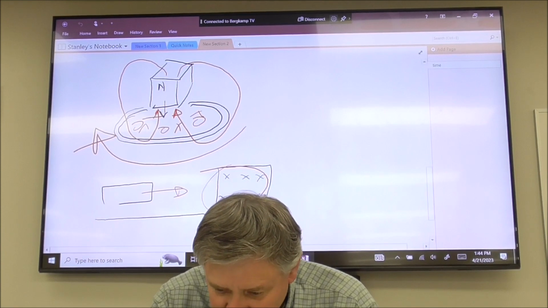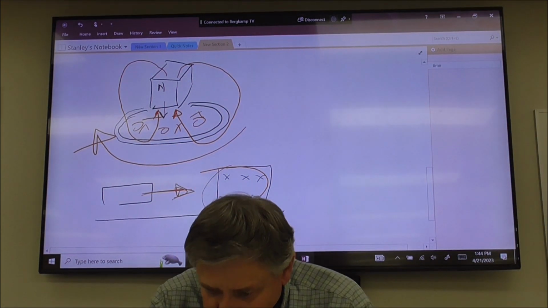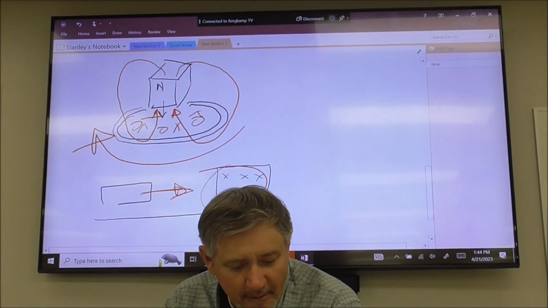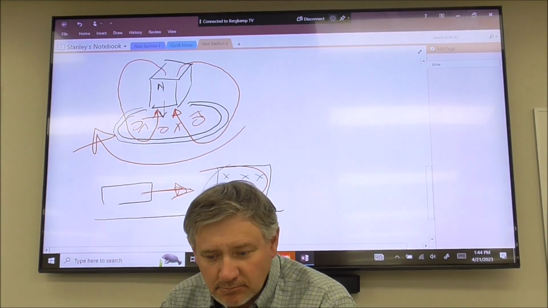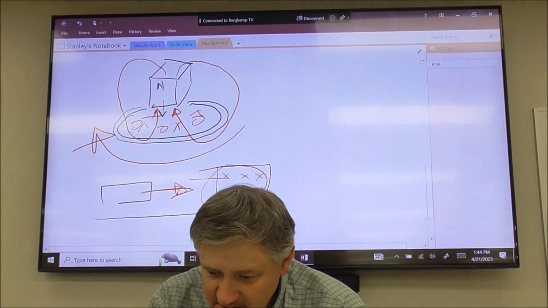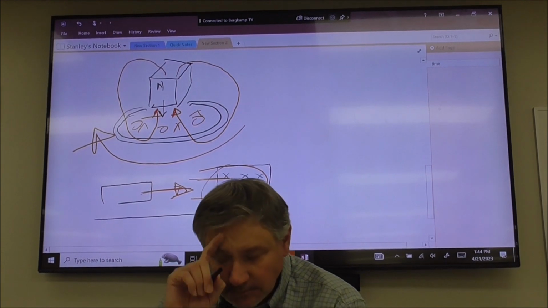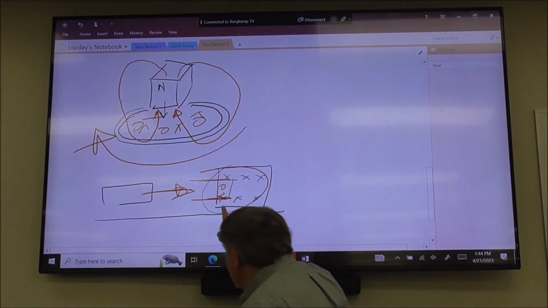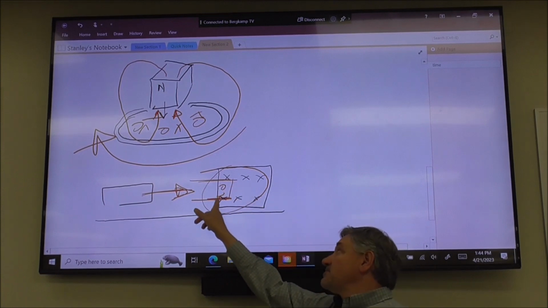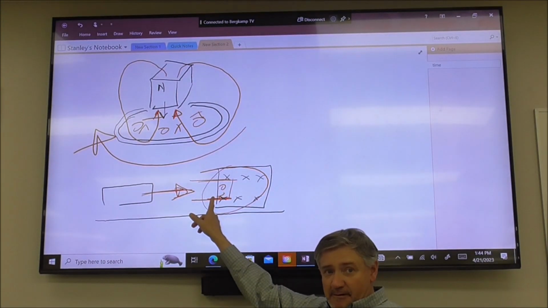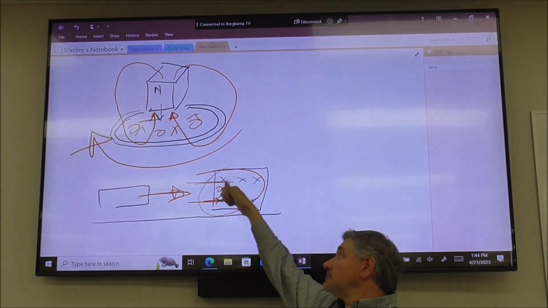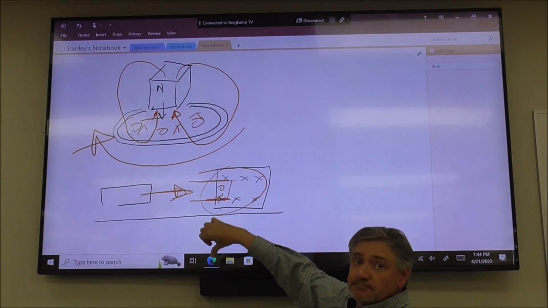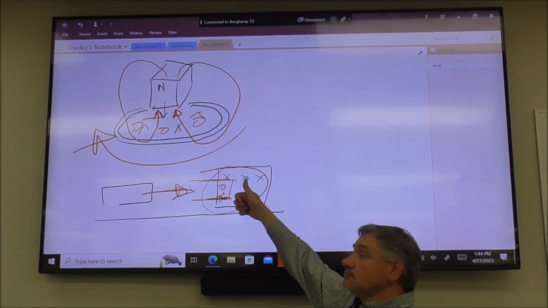B. So Sam says B. Why, Sam? Because it goes into the X's, so there's going to be more O's. It's got to make more O's inside. So you're using the right hand rule, so you're going to try and make more O's. So which direction is it going to go to make O's? Counterclockwise. Up or down? Up.